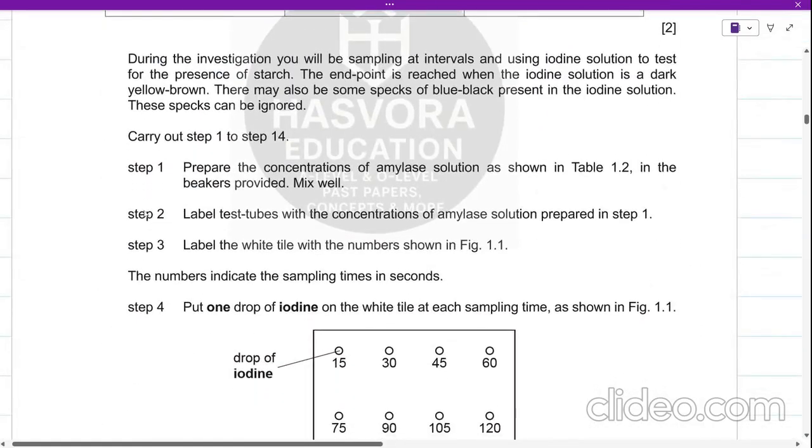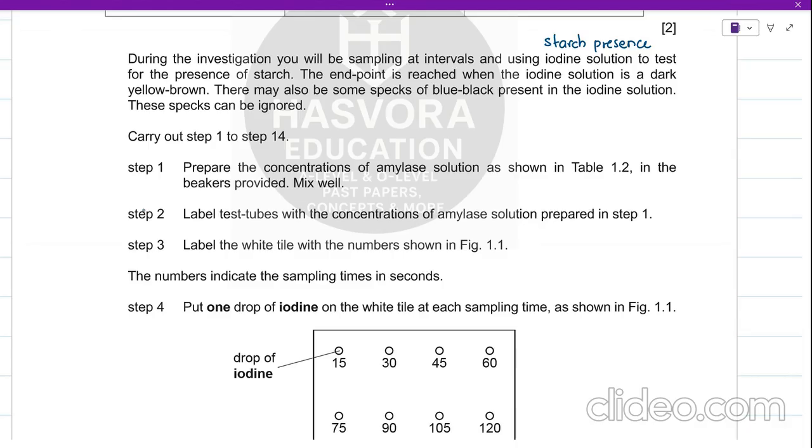During the investigation, you will be sampling at intervals and using the iodine solution. So just recall at the moment in your mind, what is iodine solution used for? It is used for the presence of starch. The endpoint is reached when the iodine solution is a dark yellow brown. There may also be some specks of blue-black present in the iodine solution. These specks can be ignored. Okay, so carry out steps 1 to 14.